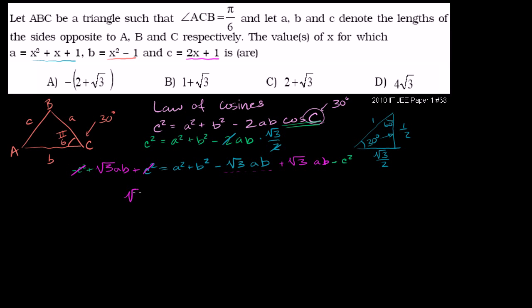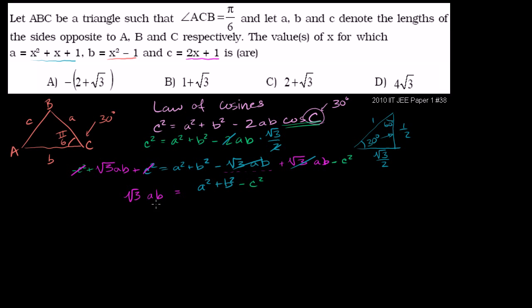And I just have the square root of 3ab is equal to a squared plus b squared. These cancel out, minus c squared. I'm just rearranging the whole thing. Minus c squared. Well, right now that's all it is.